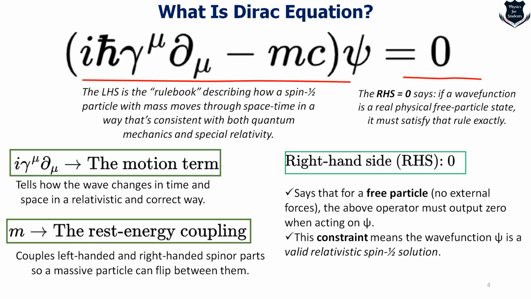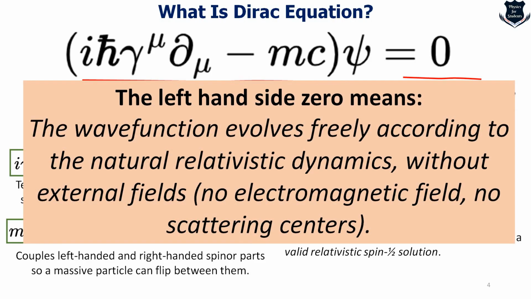Now having said that, we will come to the definition part again, and the first part of the definition brings us to this. The right hand side being 0 means the wave function evolves freely. That means there is no external force, as I was talking about. Without external fields, it follows the natural relativistic dynamics.